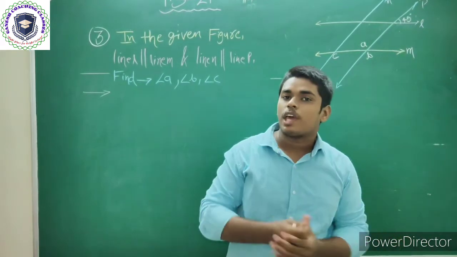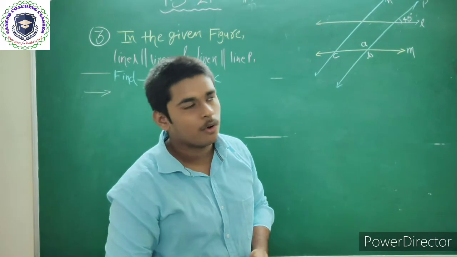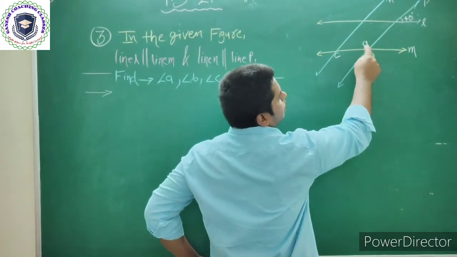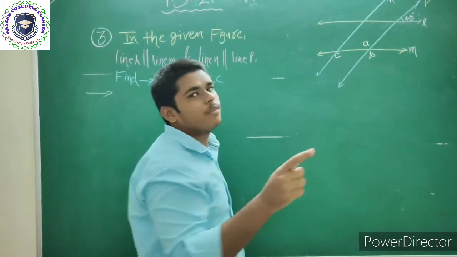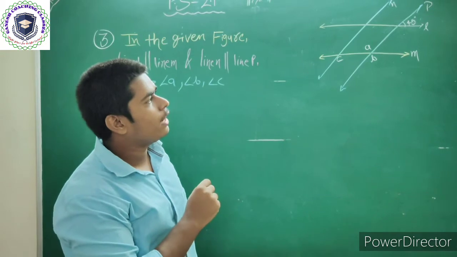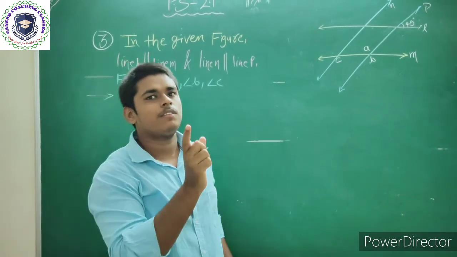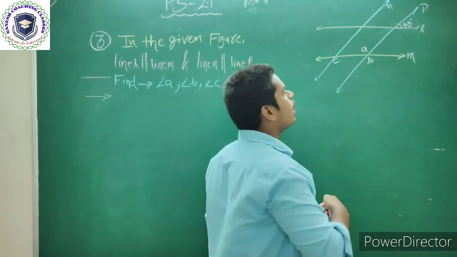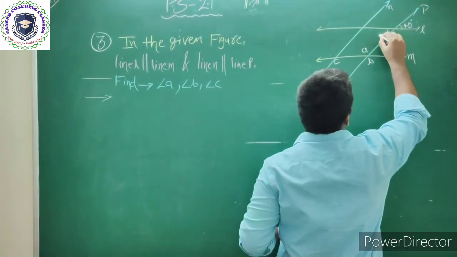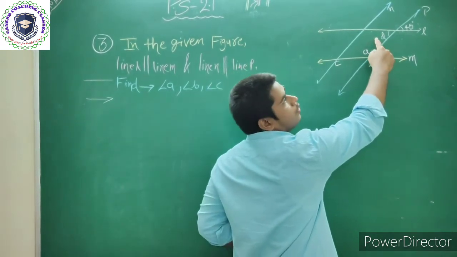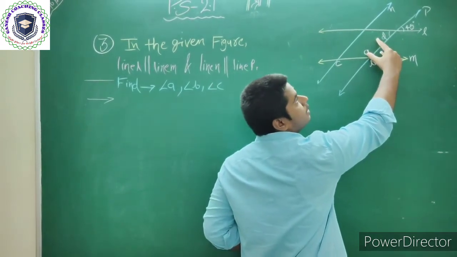So here we have to assume another angle. We have taken the alphabets from A to C. Now we will assume the alphabet D, that is angle D. We have to put angle D somewhere, and by this we can find the value of A, B, C. So now I am putting angle D here. If we find the value of angle D, we can find the value of angle A.